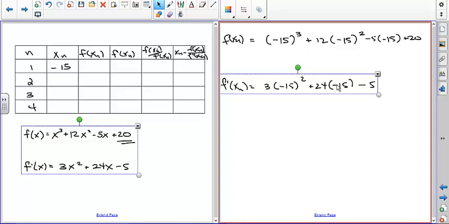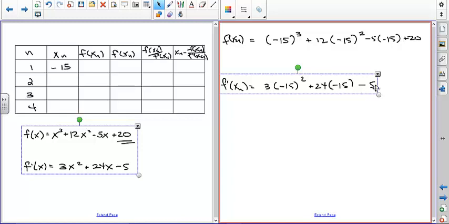Okay, so -15 cubed plus, oh, I probably didn't do negative, I probably did minus. No, I did it right. Okay, -15 cubed plus 12 times -15 squared minus 5 times -15 plus 20. And I get -580. Anybody get that?